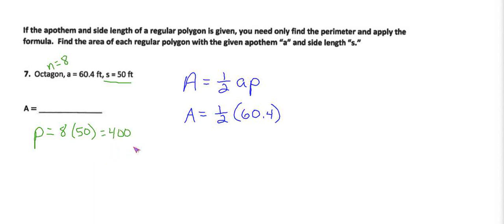So now in place of perimeter, I'm going to put in 400. So just get out your handy dandy calculator and let's put that in, and we get the area for this problem is 12,080. Now, since the apothem and the side length was given in feet, our answer will be in square feet.